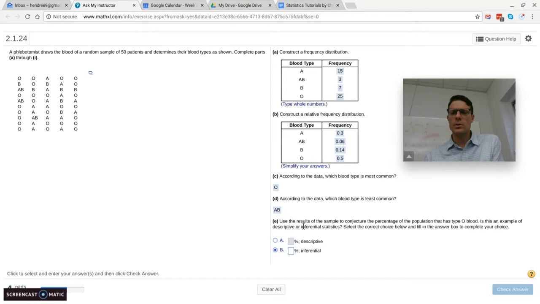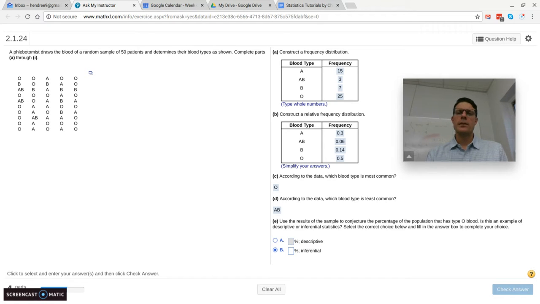The question is on part E, to use the information we have here to estimate. This is a sample, right? A random sample of 50 patients, and we want to get some idea about what the percentage of the population has type O blood.